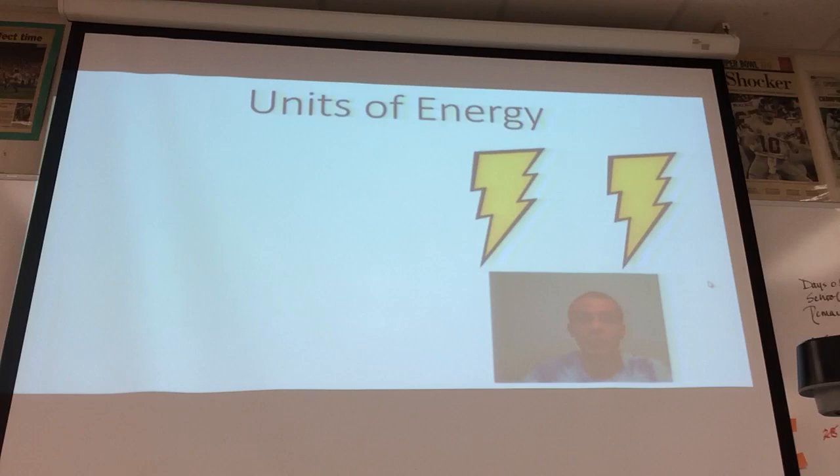The international unit for energy is called the joule, and it has the symbol capital J. And the joule is a derived unit, so it comes from other SI units. And the definition of the joule is 1 kilogram times square meters divided by square seconds. Okay, now the joule is not a very large unit of energy. There's really not a lot of energy in a joule.